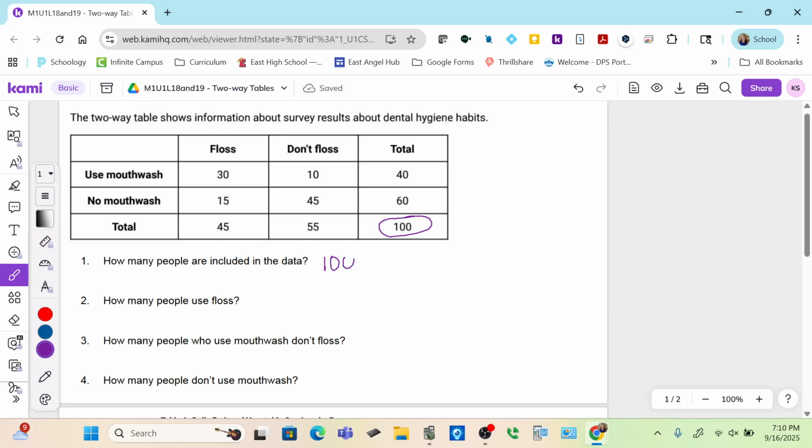Next question, how many people use floss? So I need to find my floss category, and I look at the total for that category, which is 45.